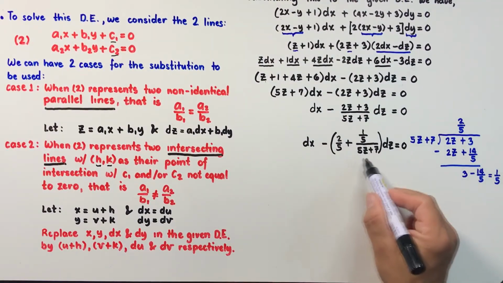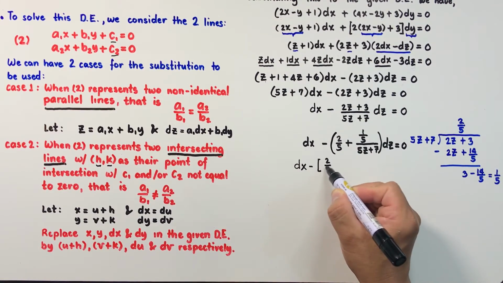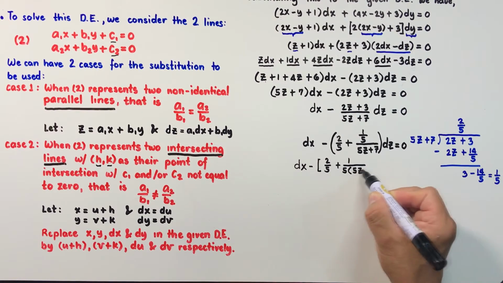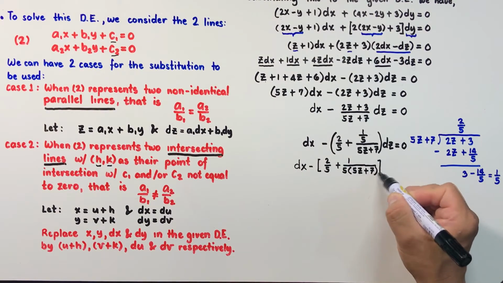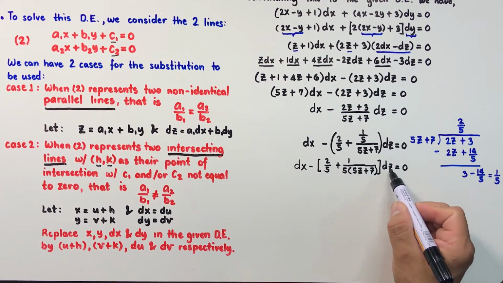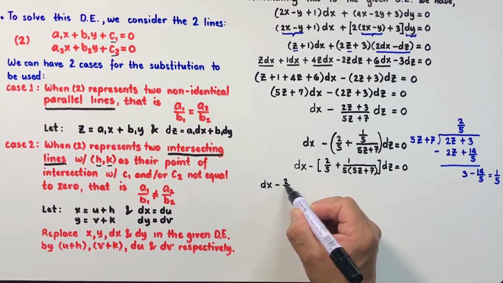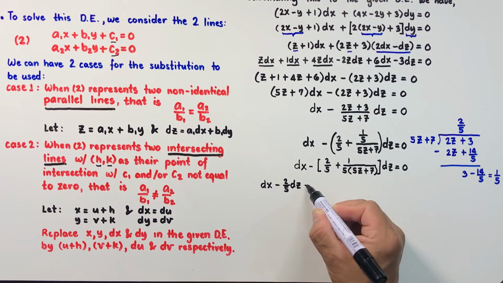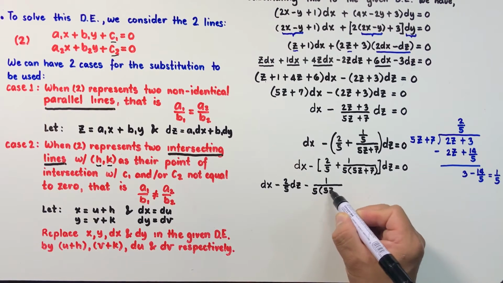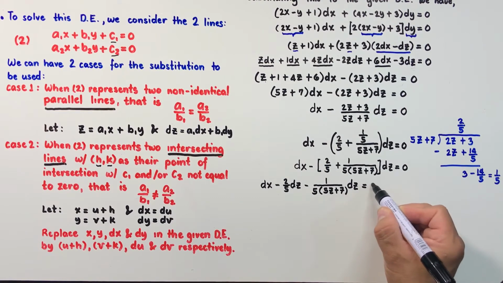So, rewriting this complex fraction here, we have dx minus 2/5 plus 1 over 5 times 5z plus 7. And this is multiplied by dz here. And distributing this dz to this binomial here, we have dx minus 2/5 of dz minus 1 over the quantity 5 times 5z plus 7 times dz, which is equal to 0.